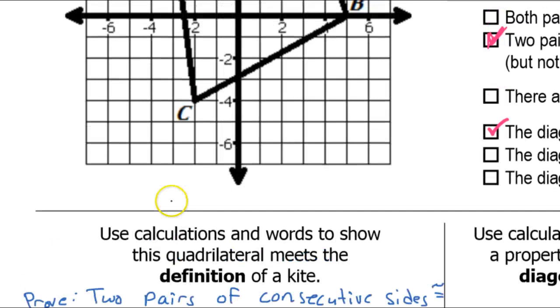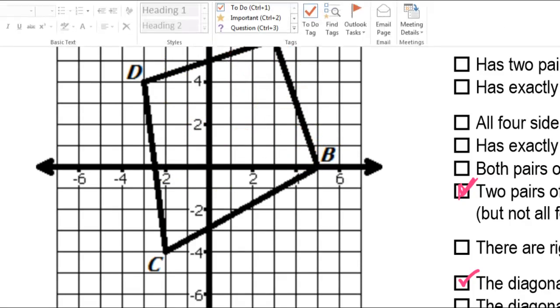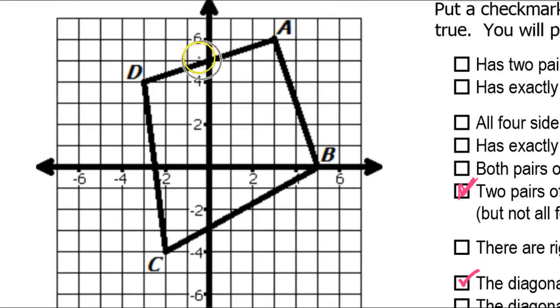Okay, so that means let's make a list of all of the sides. Let's put them in order so that the consecutive sides will be obvious. And just by looking at this, I'm guessing that it's going to turn out to be that these two are congruent and these two are congruent. That's my hypothesis. That's my guess.